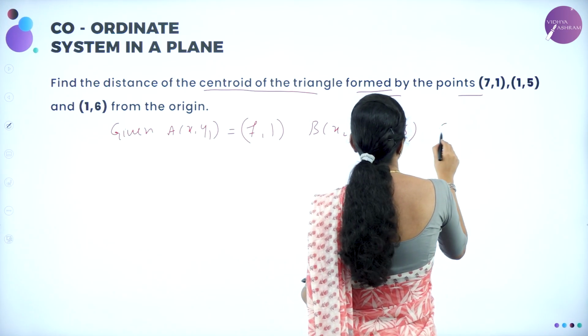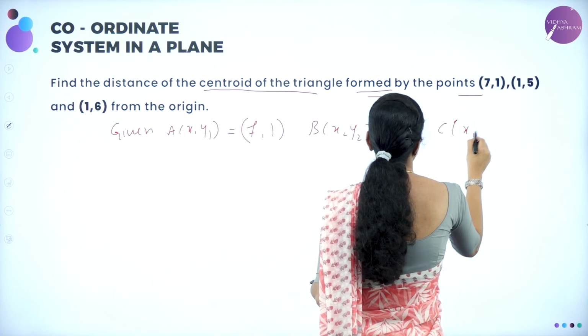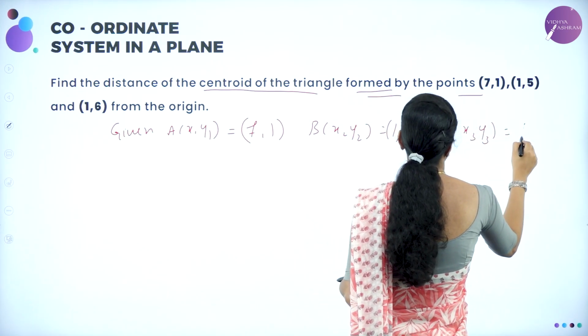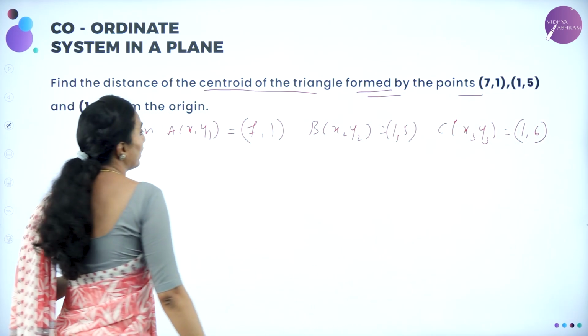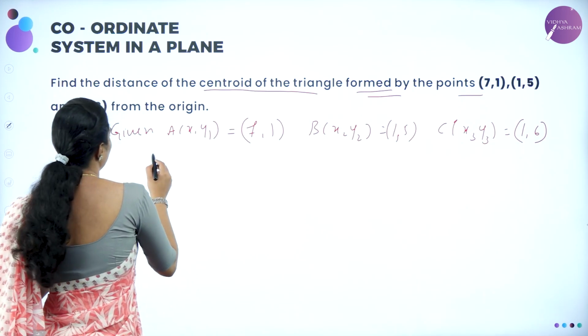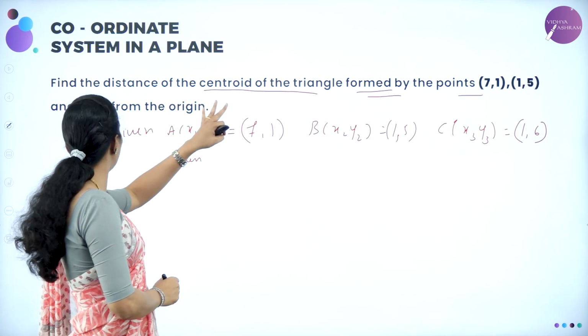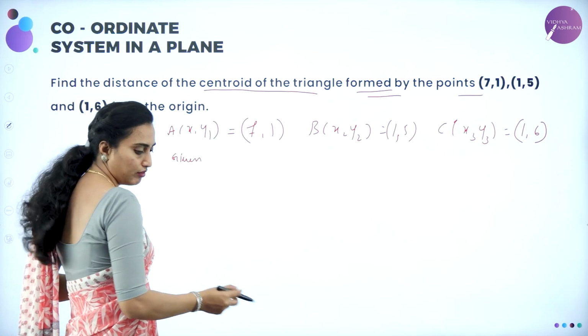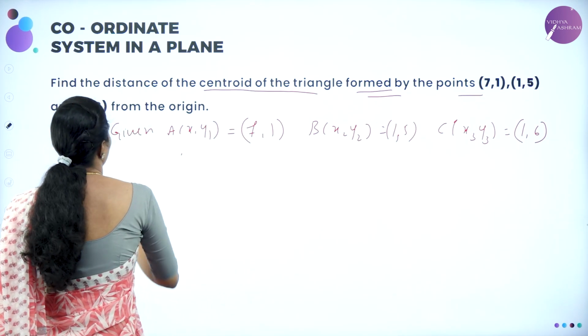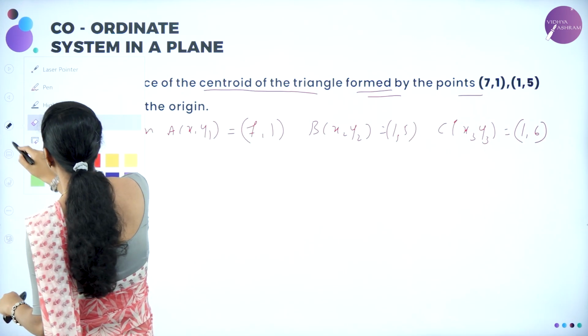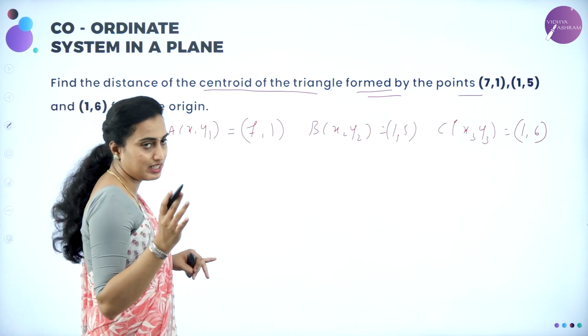And C of x3, y3 is equal to 1, 6. Okay, we need to find out the centroid from the origin. So given, find the distance of the centroid of the triangle from the origin. Now we need to write down the formula of the centroid.